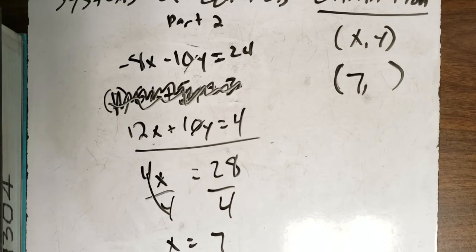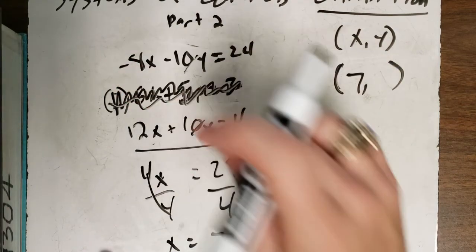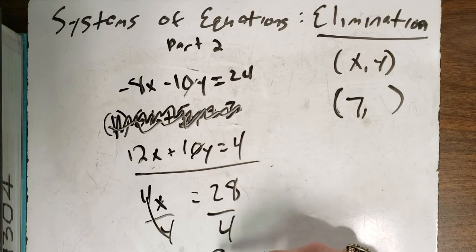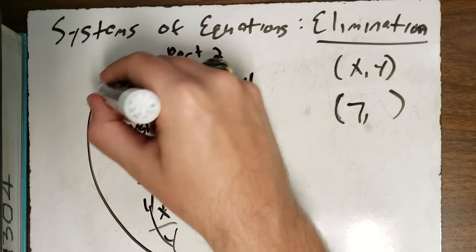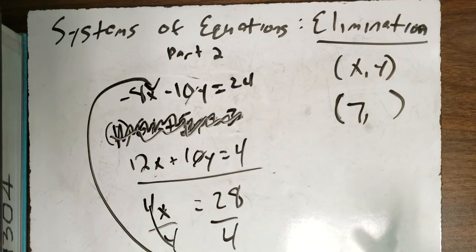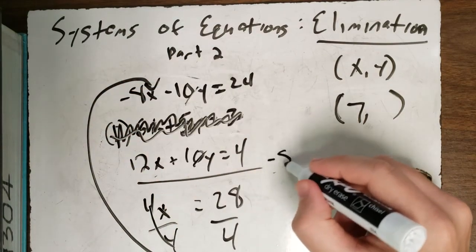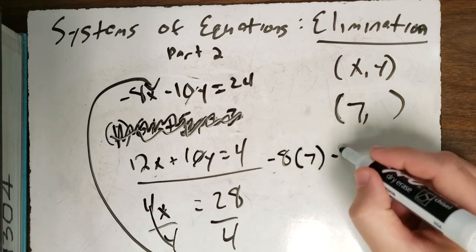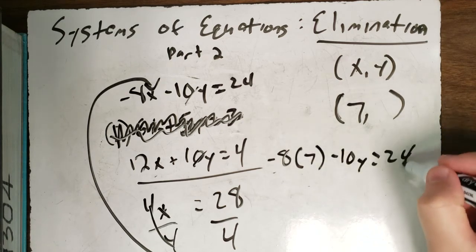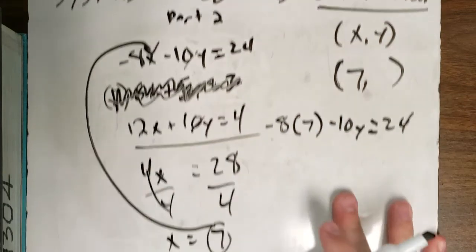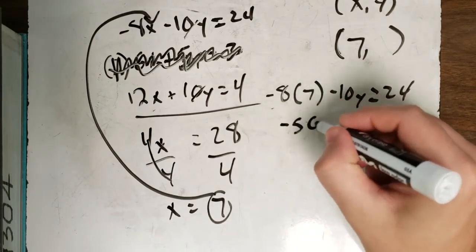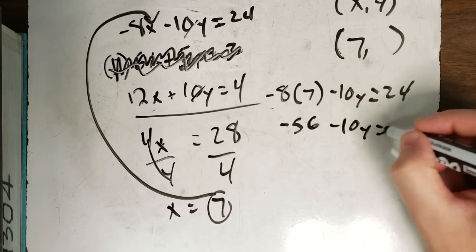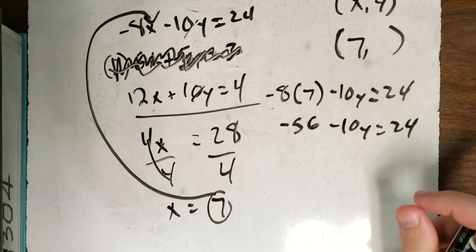Okay, so we know that. Now, pick an equation to plug it back in. Let's plug it back in the top one. Negative 8 times 7 minus 10y equals 24. Okay? Do the math. Negative 8 times 7 is negative 56 minus 10y equals 24. Okay?